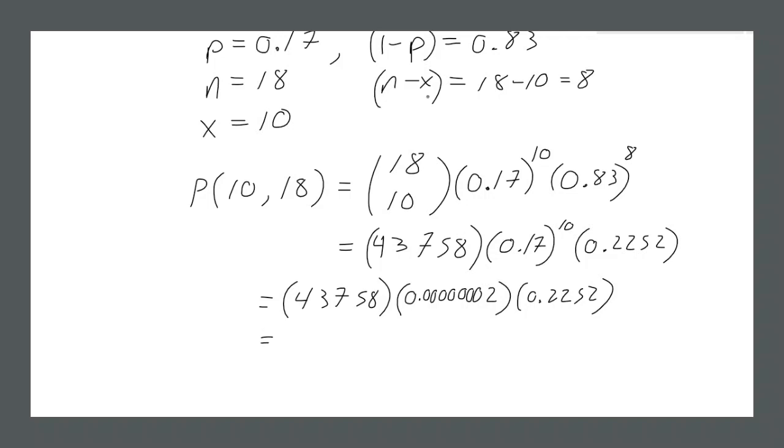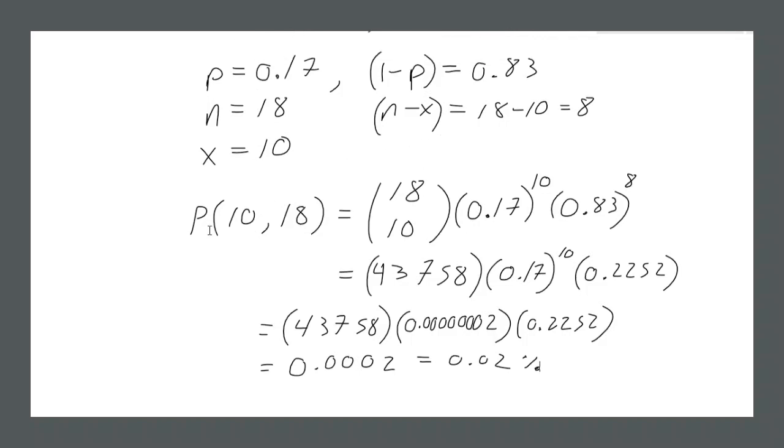So when we multiply all of that out, multiplying those three numbers by each other, what we get is approximately 0.0002. If we want that in percent form, that's going to be 0.02%. That's the probability of getting exactly 10 sixes if you're rolling a dice 18 times. Pretty small probability. That's part A.